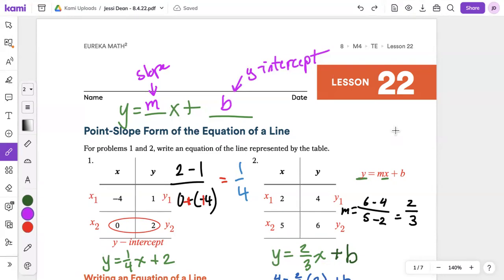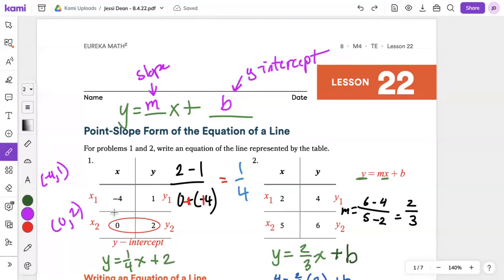on. So for number 1, we have a table of values for x and y. It's two ordered pairs. This would be considered the pair -4, 1, and this is the ordered pair 0, 2. Of course, to find the slope, y2 minus y1, 2 minus 1, over x2 minus x1, 0 minus -4, gives us a slope of 1/4.